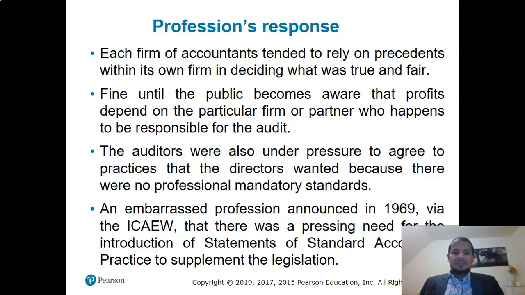So an embarrassed profession announced in 1969, by the Institute of Cost Accountants in England and Wales, that there was a pressing need for the introduction of accounting standards. This is how the process actually started in 1967, that we need a standard to prepare our financial statements.